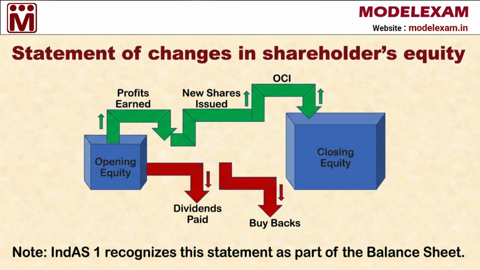This statement tracks the funds that belong to the owners. Imagine a bucket representing opening equity. When the company makes profits or issues new shares, money flows into the bucket, increasing equity. Conversely, when the company pays dividends or does buybacks, money flows out, decreasing equity. IndAS 1 actually recognizes this statement as a part of the balance sheet itself.